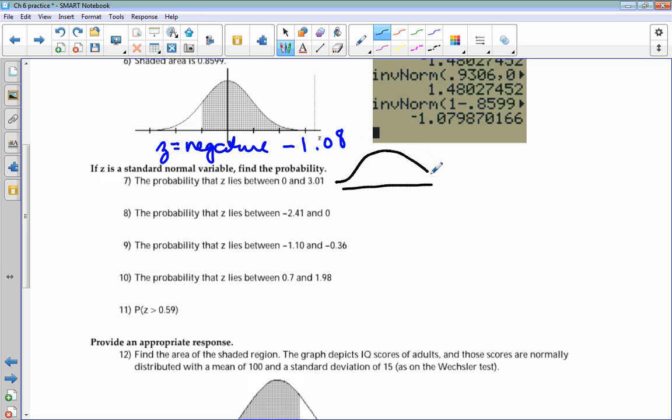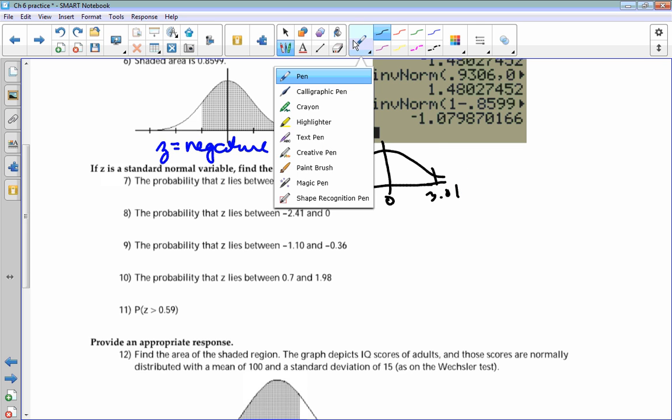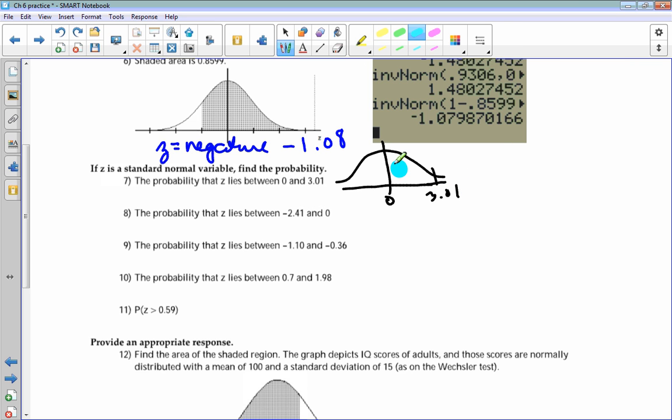So if I draw my curve, I've got my mu at 0 and 3.01 is going to be way here at the end, and I'm going to take the time to shade the area that it means. That helps me keep z-scores and area from being confused. So I'm looking from 0 to 3.01 and I'm looking for area.